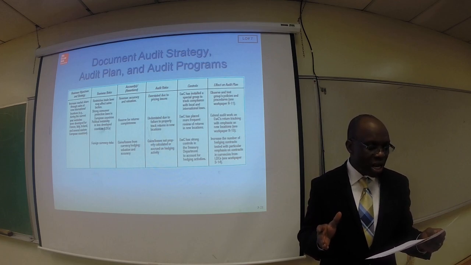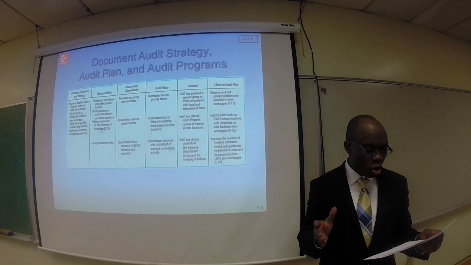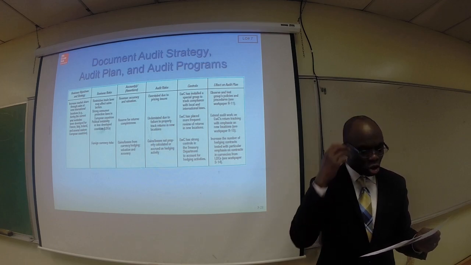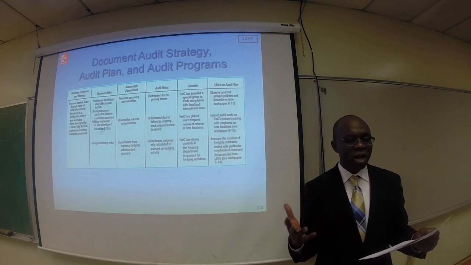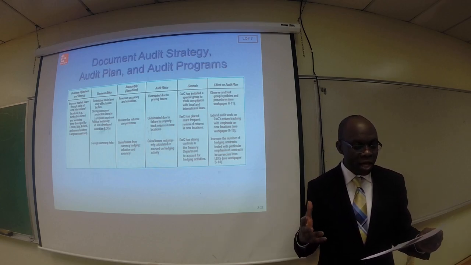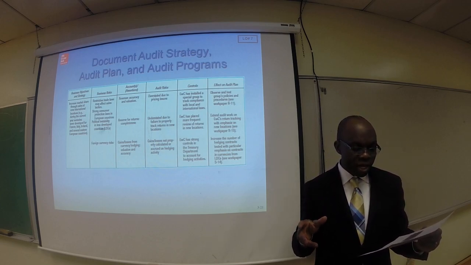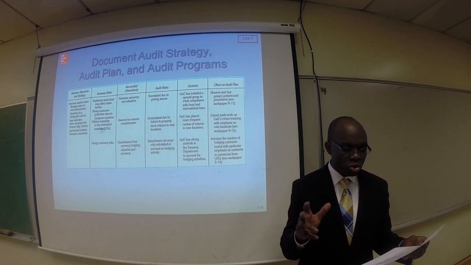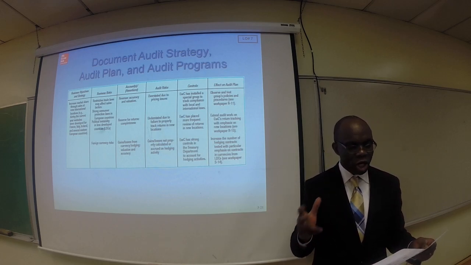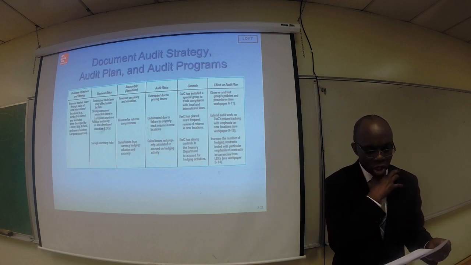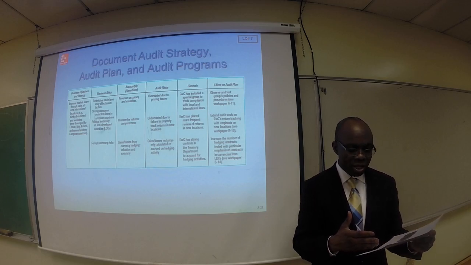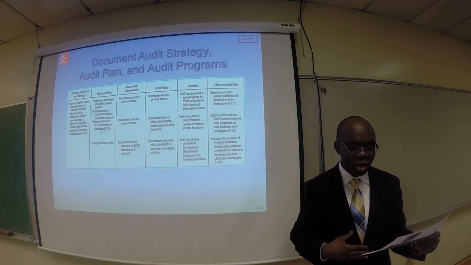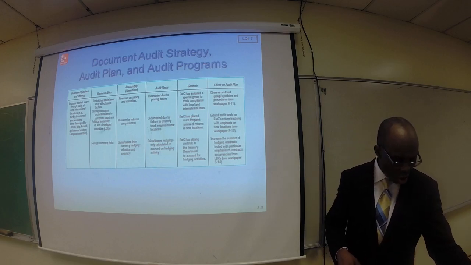So now the account, or the assertion, that relates to this company would be the possible gains and losses from currency hedging. So here comes the valuation and accuracy issue. And the audit risk is that it is possible that the calculations of this foreign currency could be wrong. So we take a look at the controls in place, and we also take a look at the effect on the audit plans.